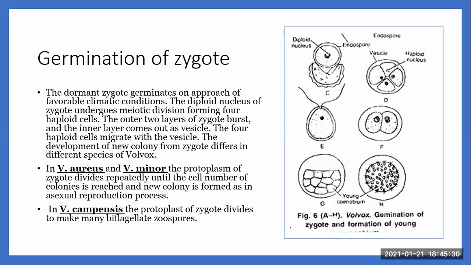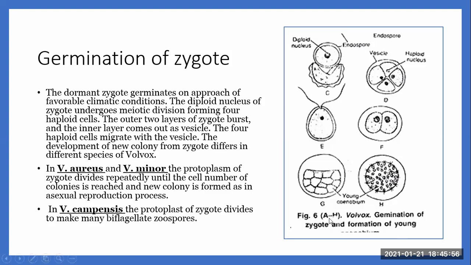In Volvox aureus and Volvox minor, the protoplasm of the zygote divides repeatedly until the cell number of the colony is reached, and a new colony is formed as in the asexual reproduction process. In Volvox compactus, the protoplasm of the zygote divides to make many biflagellate zoospores.